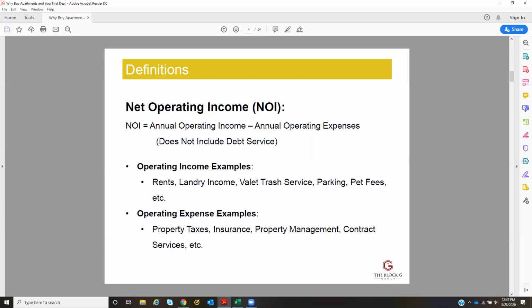So let's take a look at what some operating income is. Rents, obviously, right? We also have a lot of different things like laundry, valet trash, parking, pet fees, curbside pickup, dog park walking, renting of the community center. There's a bunch of different stuff, but that's operating income you can produce from a property, and that's really where the value add, or incremental operating income, can be increased by being very creative.